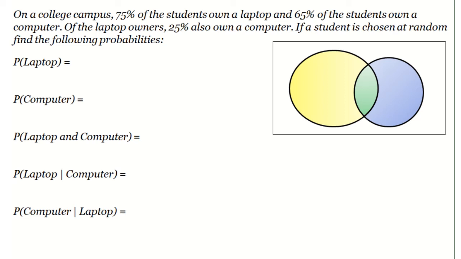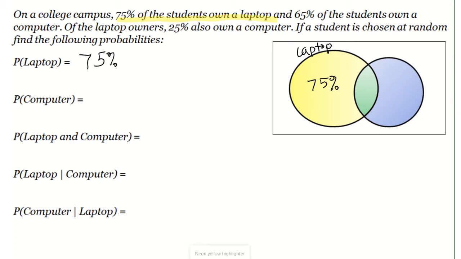The first thing we want to find is the probability of the number of students that own a laptop. So that's right here. It says 75% of the students own a laptop. So that's going to answer our first question: what is the probability of owning a laptop? And we're going to go ahead and put that right here in our yellow circle and label that laptop.